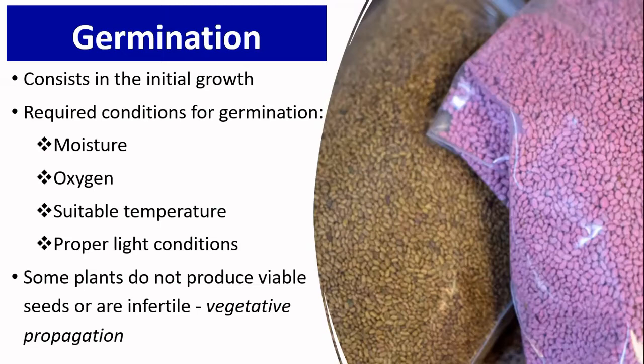For this process to happen, it requires proper conditions of moisture, oxygen, suitable temperature, and proper light conditions for that species planted. Some plants do not produce viable seeds or are infertile, which requires vegetative propagation. In this case, when we're doing vegetative propagation, we use plant parts such as stems or roots to propagate that species and plant it in other places.